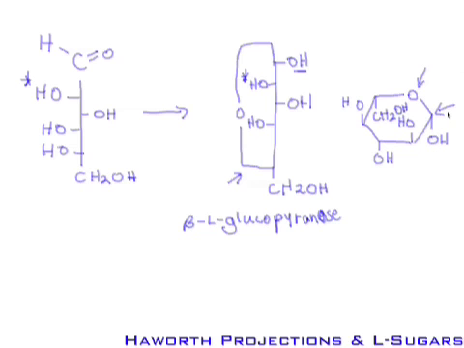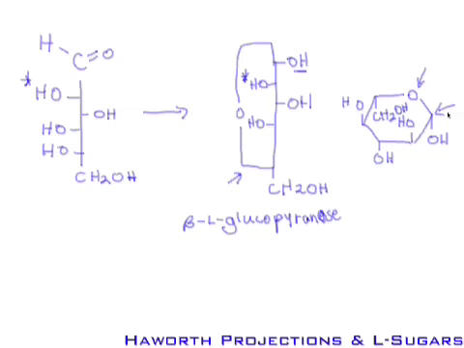So your rules for drawing Haworth formulas, given in your handout notes, are as follows. For a D sugar, groups on the right side of the Fischer projection are placed below the plane of the ring. Groups on the left side of the Fischer projection are placed above the plane of the ring. The terminal CH2OH groups are placed above the plane of the ring. The alpha anomer, the OH of the anomeric carbon, is down, and the beta anomer, the OH of the anomeric carbon, is up, and that's for a D sugar.